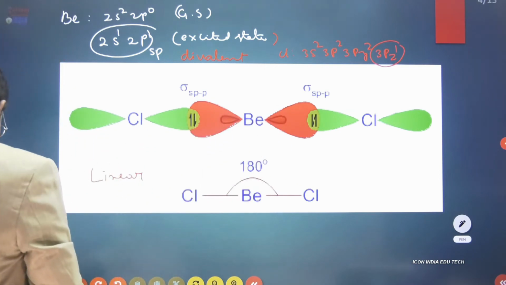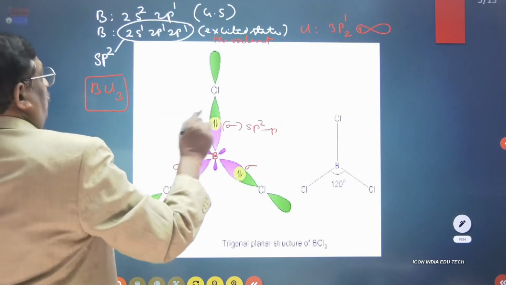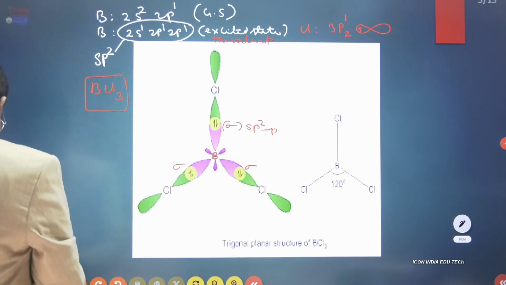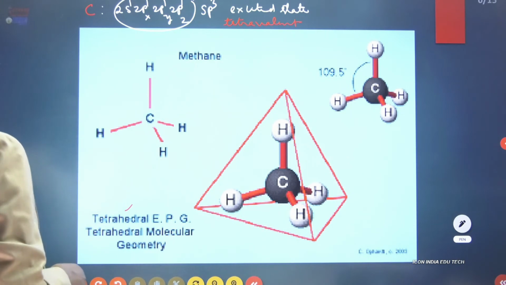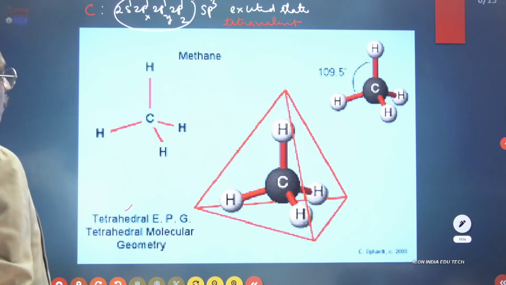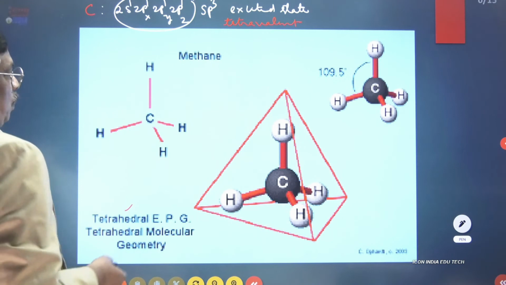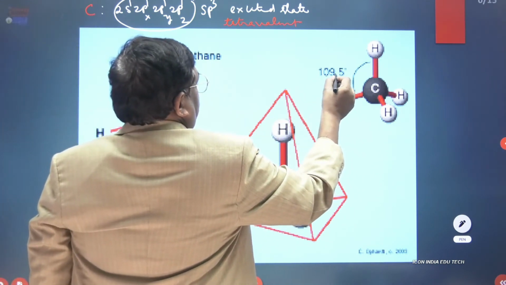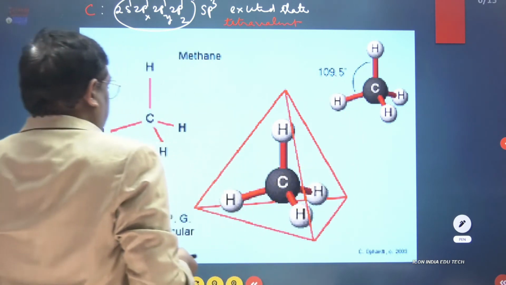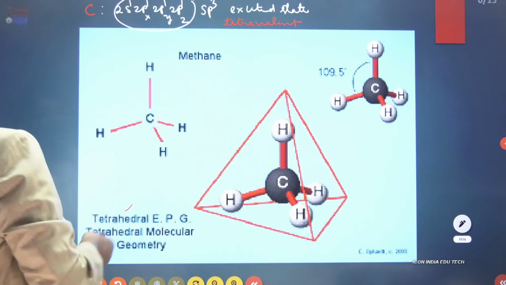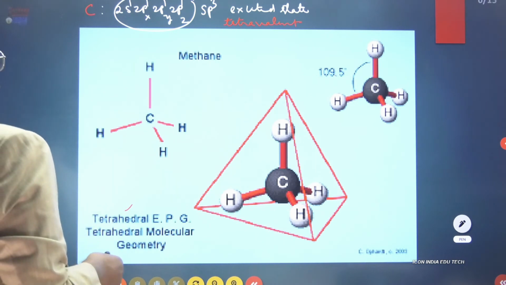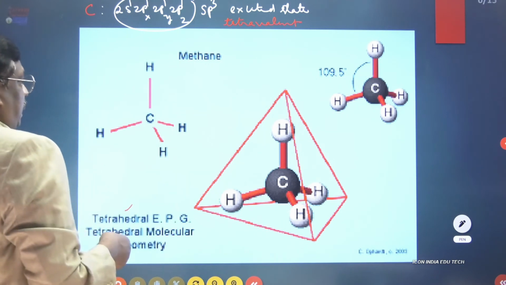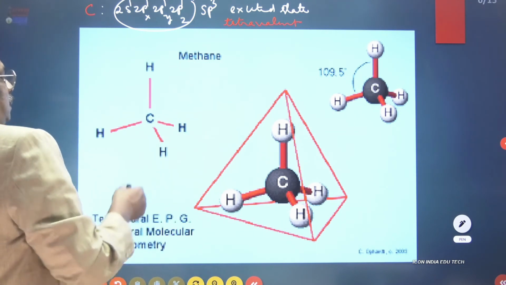Geometry is linear in beryllium chloride. BCl3 also has only bond pair repulsions. Repulsions are minimum. That is the reason why it has trigonal planar shape. In methane, all 4 bond pairs, repulsions are minimum and geometry is tetrahedral. What is the bond angle like? 109.5 degrees is the bond angle here in methane. So all are equivalent. See, all have equal strength here, and bond angle is 109.5 degrees.